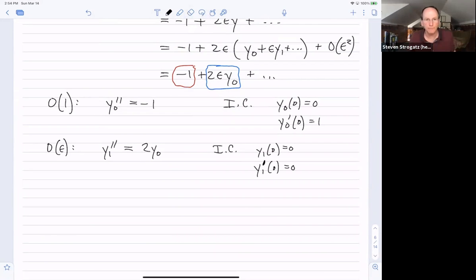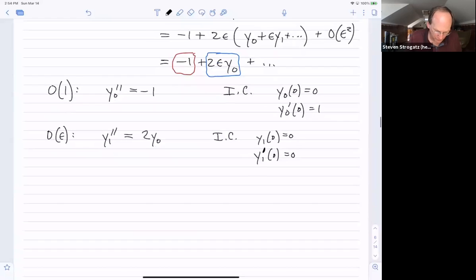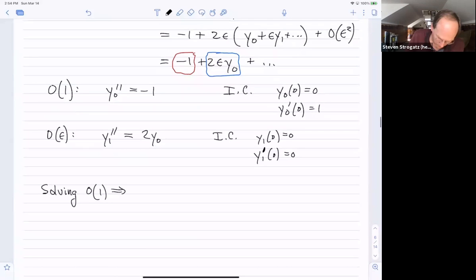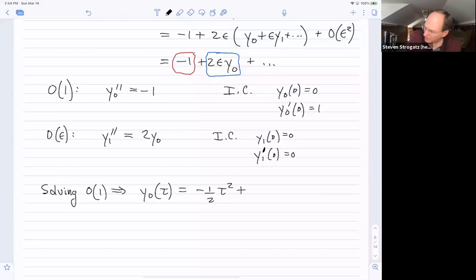We just have to solve these little constant coefficient ordinary differential equations. So solving at order 1, you have to integrate twice. We'll end up getting y0 of tau is, all right, you know how to do that. It's going to be minus a half tau squared plus some constant C1 tau plus some other constant C2. And I can evaluate those by using the initial conditions.